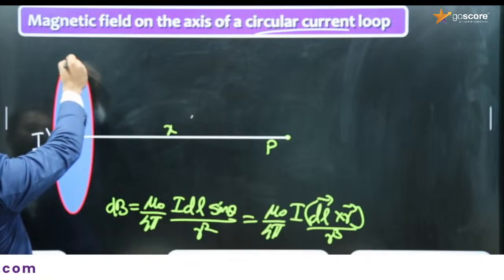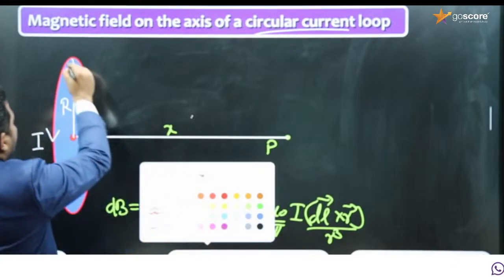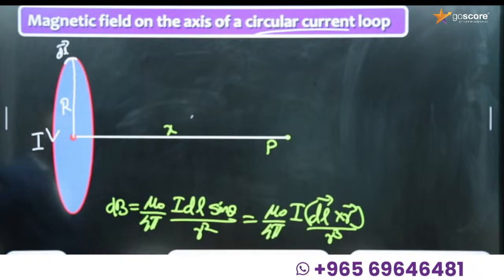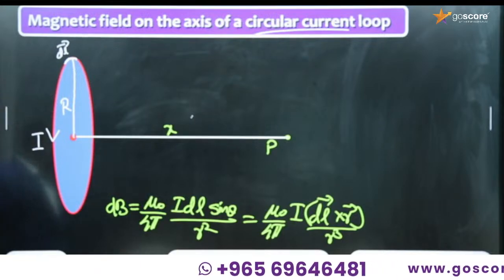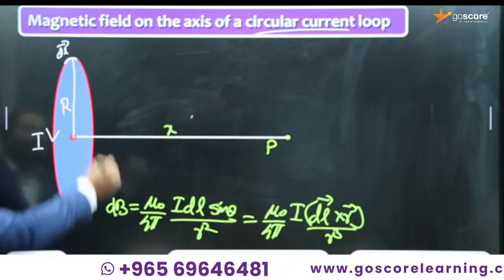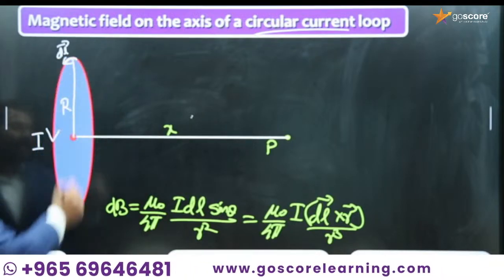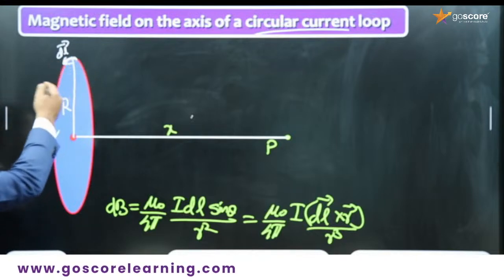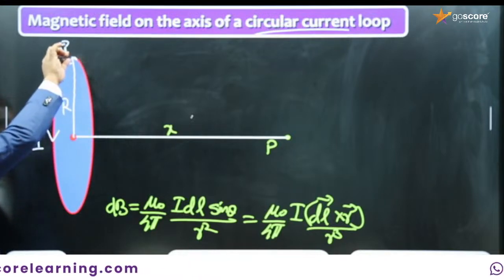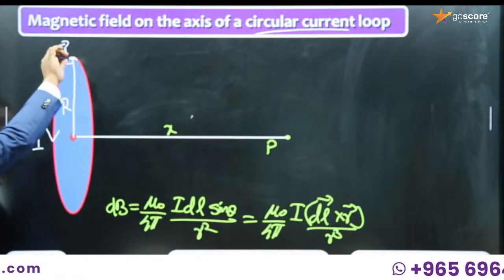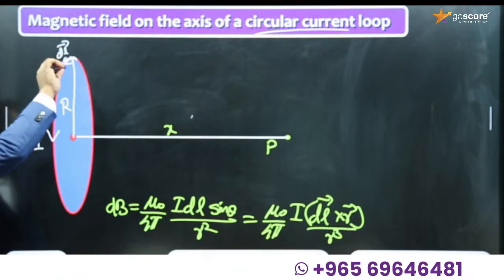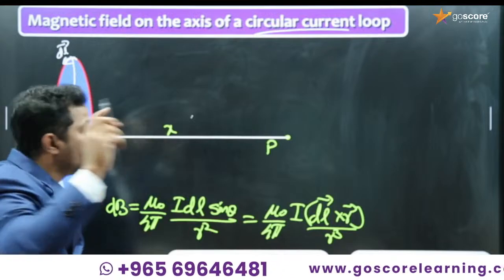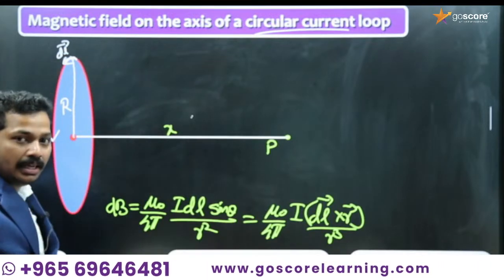Okay, so I am considering a small current element, vector dl, at the top portion of the current loop. So this is dl, and here the dl has a current. Since this side is coming in front of the board, the current dl is coming towards you. The direction of vector dl is tangential to the circle, and it is coming towards you, right? So the direction of dl is coming towards you.